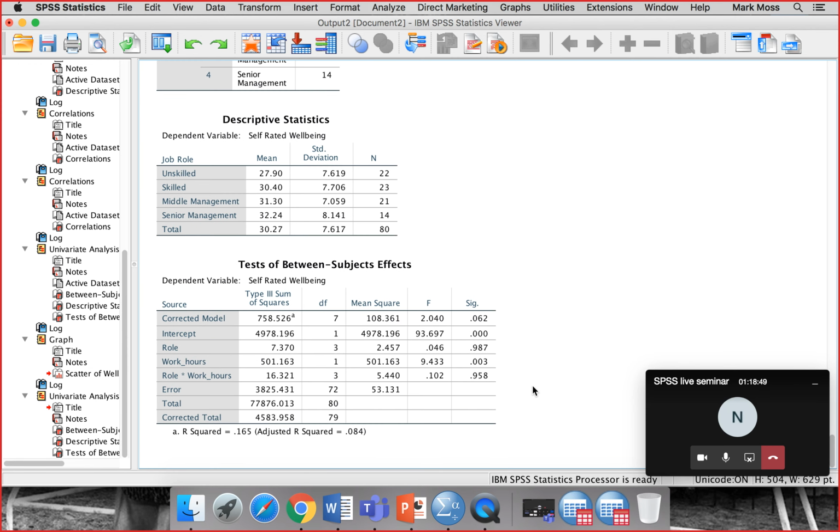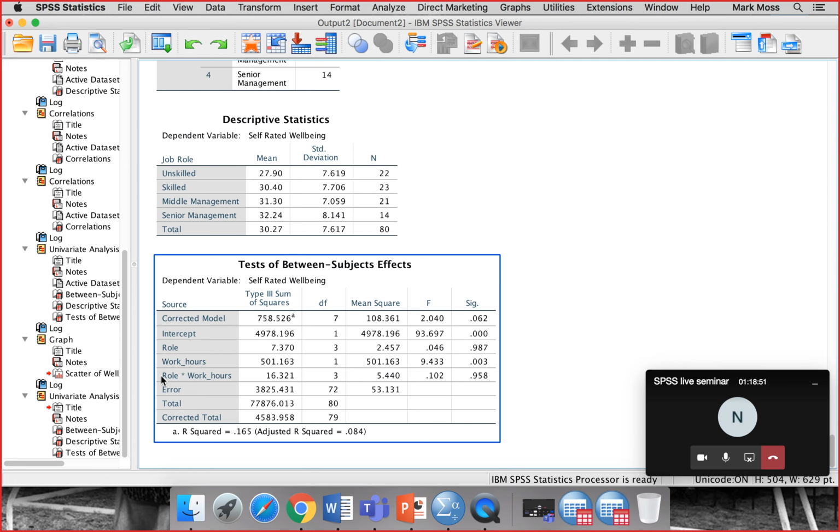The only thing we're interested in here is this line in the tests of between-subjects effects, the one that begins role star work hours. We are only interested in seeing whether that is significant. And it's nothing like significant. It's as far away from significance as you could wish it to be, which is good, which is exactly what we want. It means that effectively those lines in the scatter plot are all the same as one another.